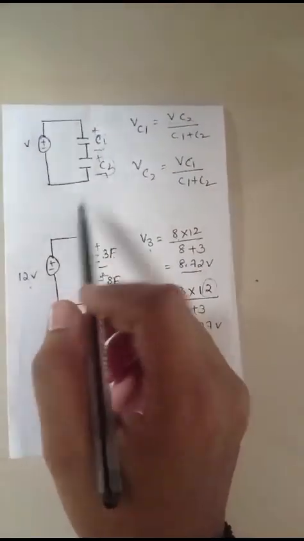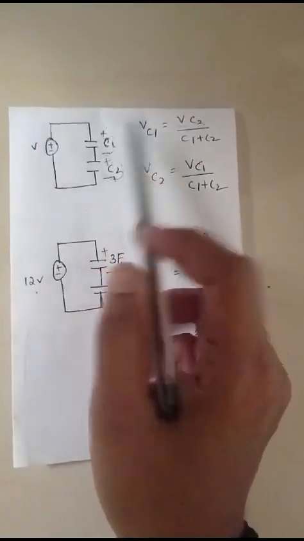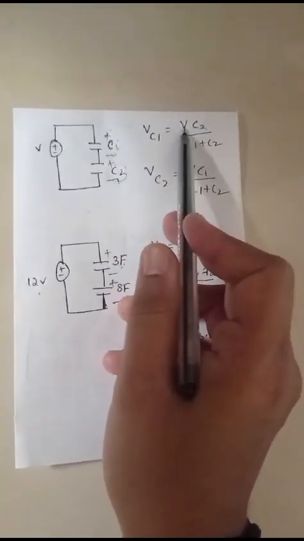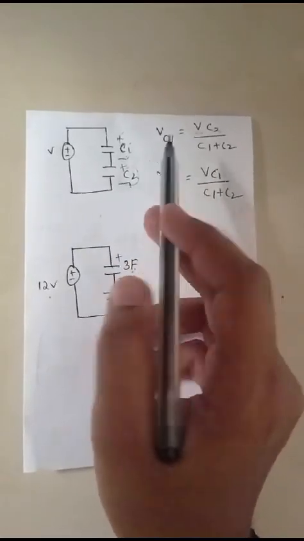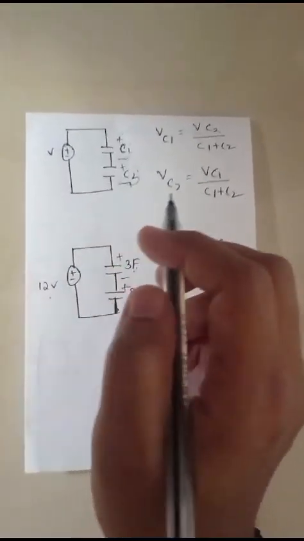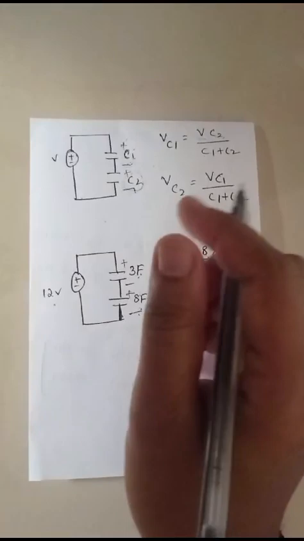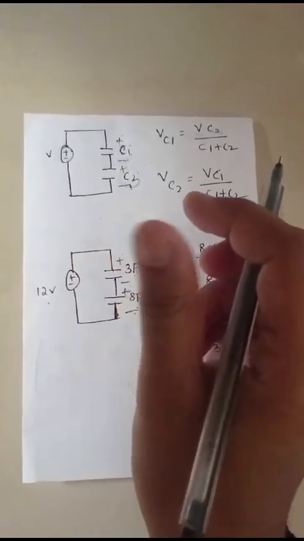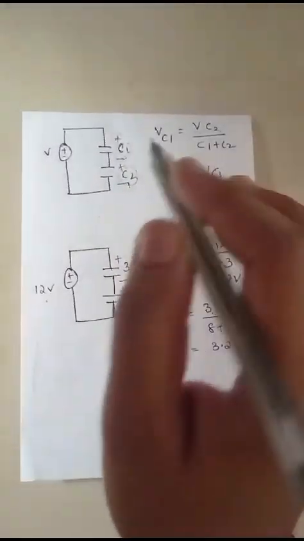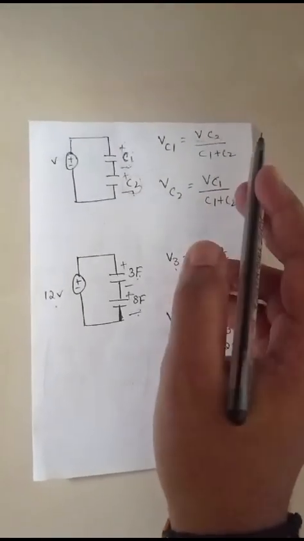For a capacitor, we will consider the other capacitor value and multiply with the total voltage. Whereas in a resistor and inductor, we will consider that particular inductor or resistance value and multiply with the total voltage.